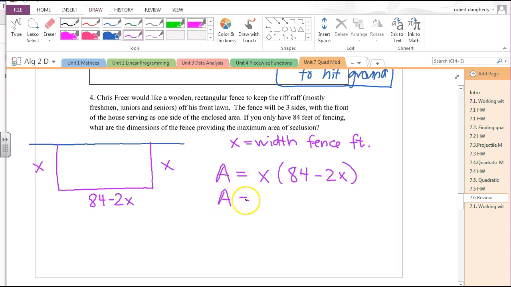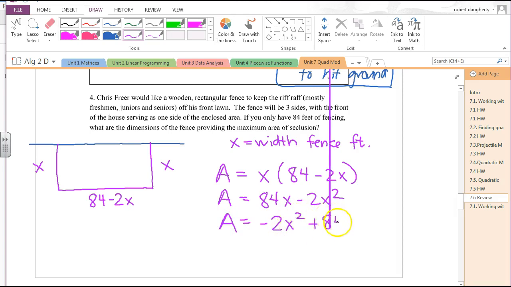So that area is 84x minus 2x squared. I'm going to rewrite this as negative 2x squared plus 84x. Negative 2x squared plus 84x. That's a parabola that opens downward, okay? So even though I'm not doing a projectile or anything like that, I know that that equation is a parabola.